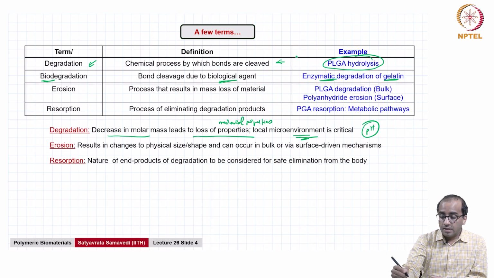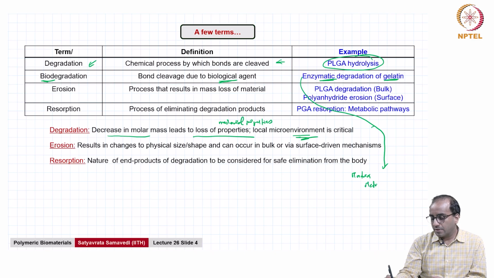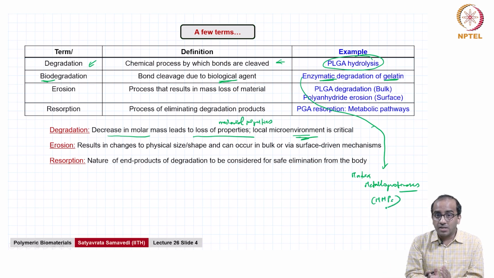For example, one such enzyme or class of enzymes are called matrix metalloproteinases or MMPs. So there are a class of enzymes that can degrade proteins, and gelatin being a protein can be enzymatically degraded by MMPs.